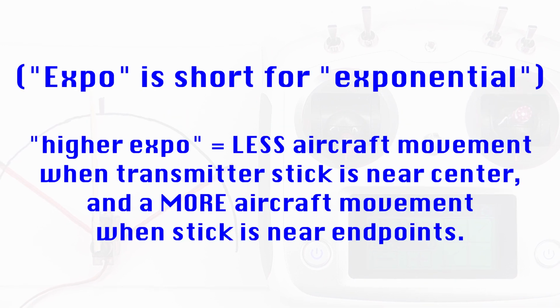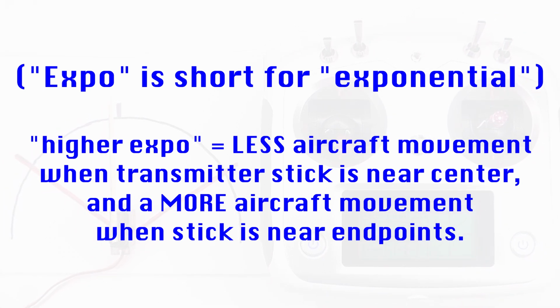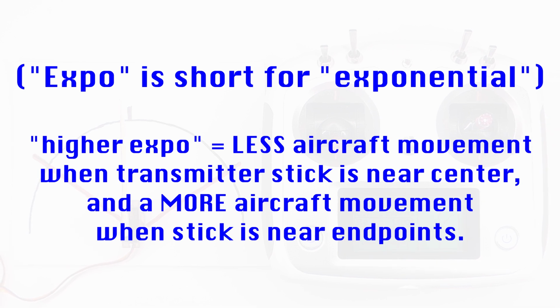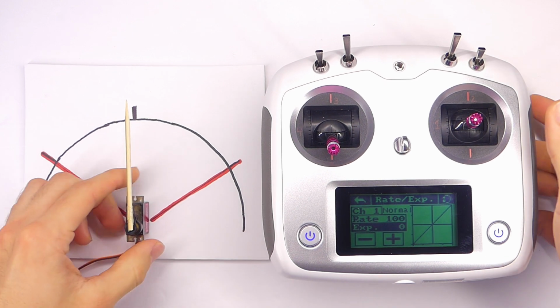Now, the expo part basically means that you can get smoother movements towards the center of the stick. And you might be thinking, what does that mean, center of the stick? Sometimes people say a softer stick or a softer center stick. What the heck does that mean? Well, I'm going to show you right now. If you're like me, you're a visual person and you want some sort of demonstration. So that's what we're going to do today.